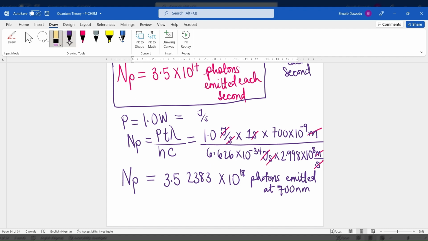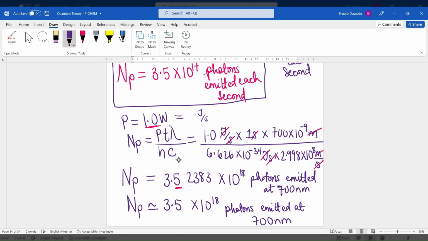So we can simply put this work in the proper number of significant figures. We see that 1.0 watts is in two sig figs. So this final answer has to be in two sig figs. So the number of photons ends up becoming 3.5 times 10 raised to the power of 18, okay, photons emitted at 700 nanometers. So this is basically the answer to this question.